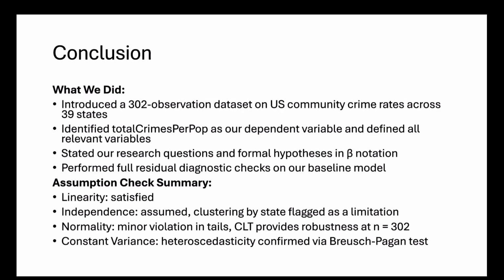So, for our conclusion, today we introduced a 302 observation dataset on U.S. community crime rates across 39 states. We have identified total crimes per population as our dependent variable and defined all relevant variables. We have stated our research questions and formal hypotheses in beta notation and performed full residual diagnostic checks on our baseline model.